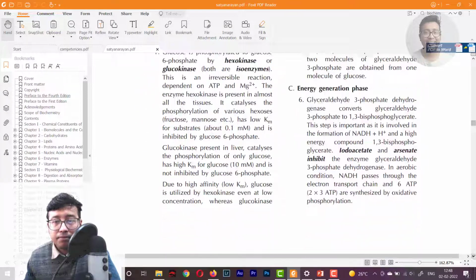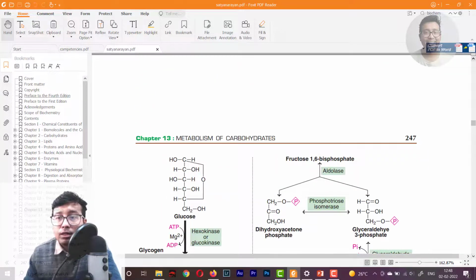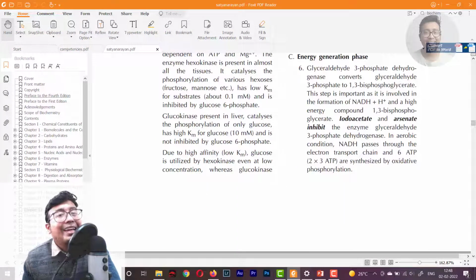One thing you need to note is one inhibitor of glycolysis. This is very important. So underline these two and write viva: iodoacetate and arsenate. Underline these two and write viva.